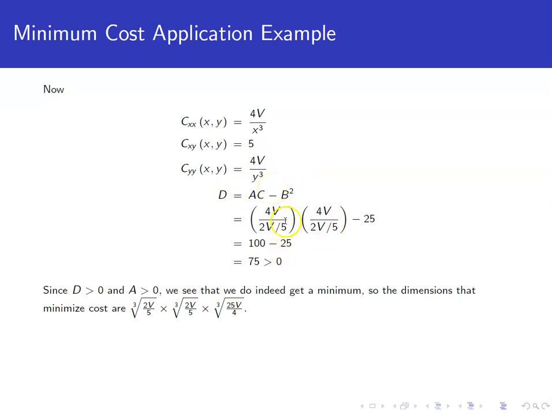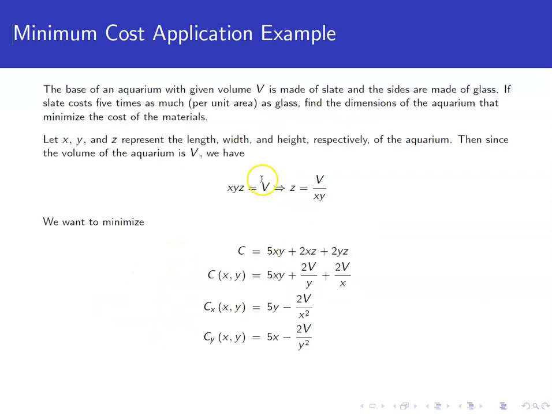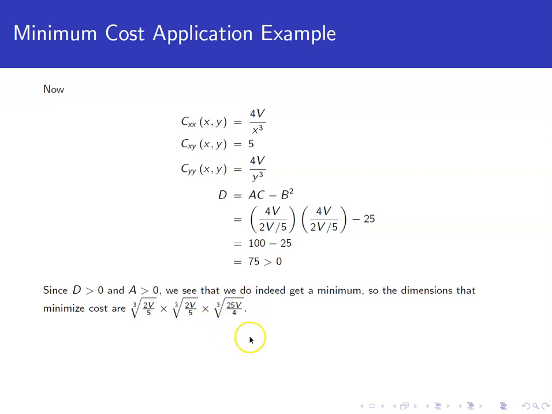We simplify here. We get 100 for this product because the V's will also cancel. We get 25 here. So we get 75, which is positive. It says if D is positive, and since A is positive, we really do get a minimum. It's the only minimum we found in the entire domain, so it must be the absolute minimum. So the dimensions that will minimize the cost are the x value and the y value we found, and doing our V over xy, we can calculate the z value as well.